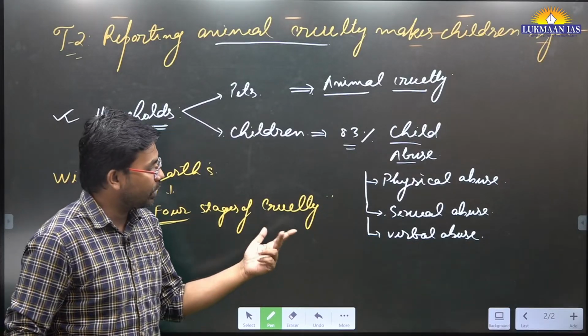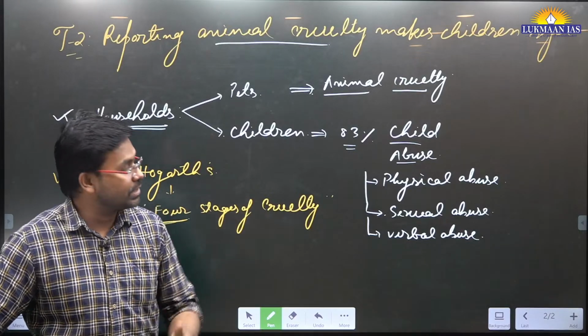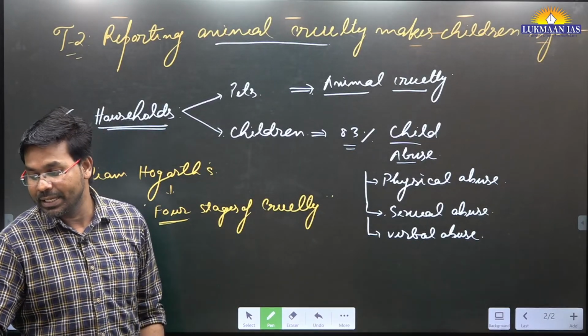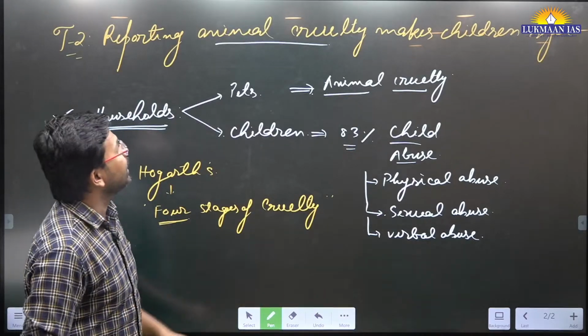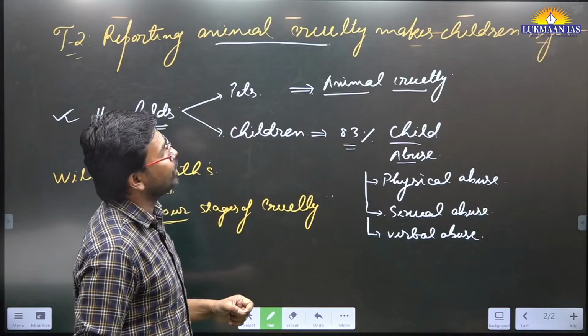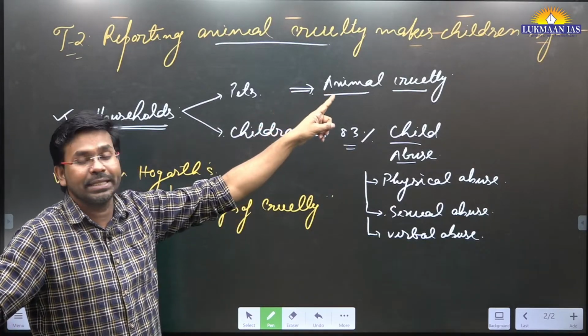Other stages of cruelty would be verbal abuse. Then there can be direct physical abuse to the children. There can be, let's say, sexual abuse to the children. So the thing is, in this article they say that it is very, very important that we should report animal cruelty. If we report animal cruelty, we are moving towards safeguarding the children.